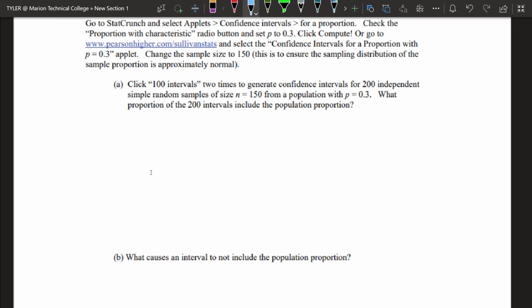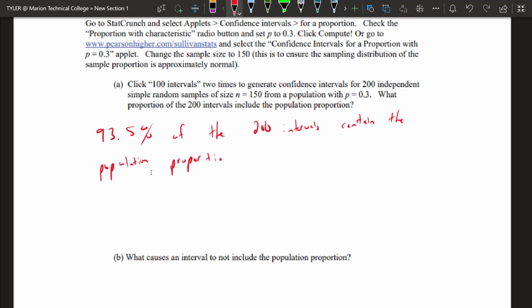Right? So it says, what proportion of the 200 intervals include the population proportion? So I have, for the one we just did, 93.5% of the 200 intervals contain the population proportion, right, which is P equals 0.3.